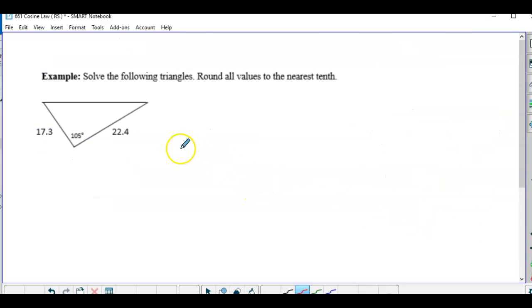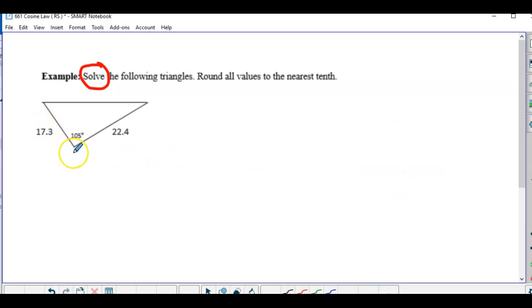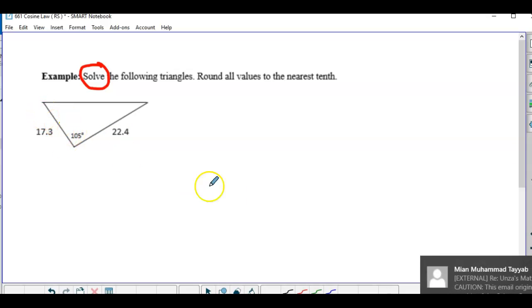Okay, next one, solve the following triangles. Round all values to the nearest tenth. So by solve, it means find everything, all sides and all angles. So, okay, so in this case, we know two sides and the contained angle, so we can use the cosine law.